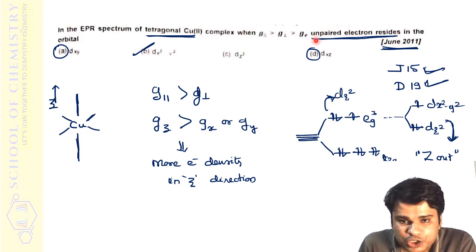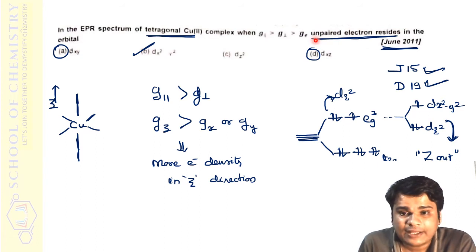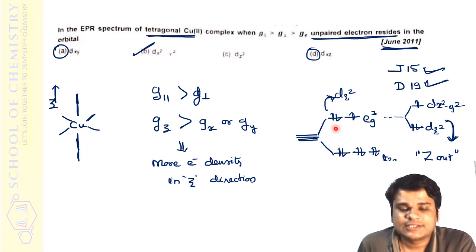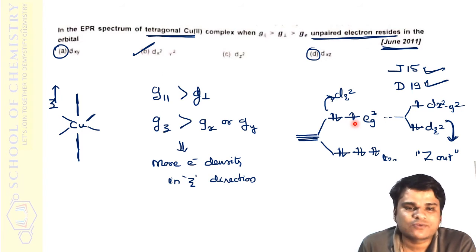Coming to the question, they are not asking where the electron density is more or where the pair of electrons is lying. What they are asking is where the unpaired electron resides. So if more electron density is in the z direction, in that case dz square should have the pair of electrons. If dz square has the pair of electrons, it is obvious that the unpaired electron should go to dx square minus y square, and that is how this should be the answer.